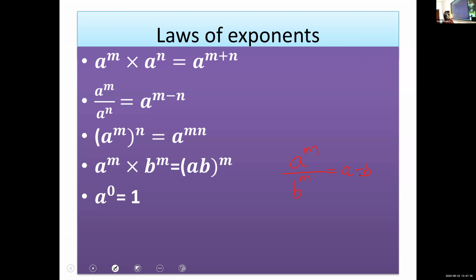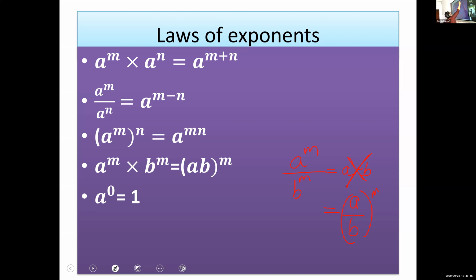Is it there in your book? This is wrong. But a raised to m by b raised to m, how can we write this? Lynette? We can write a by b whole raised to m. A by b whole raised to m is a raised to m by b raised to m. Abid, this is wrong. A minus b the whole raised to m is wrong.